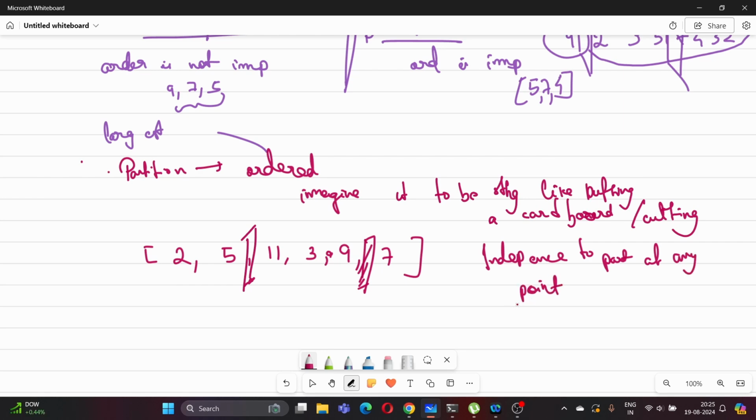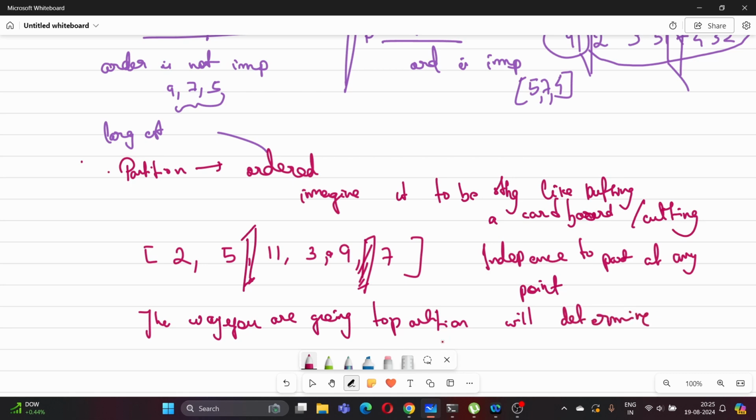So the point is that there will be some constraint, like you need to maximize. And the way you are going to partition will determine whether you will get the correct answer or wrong, whether it was the best way or not.